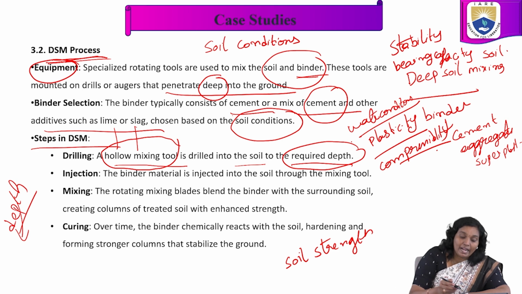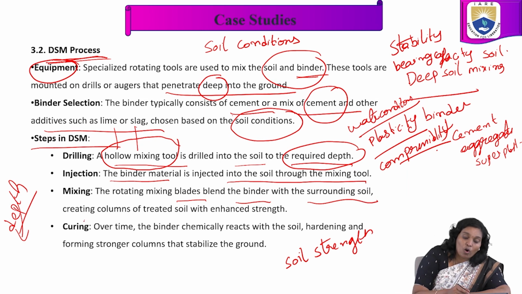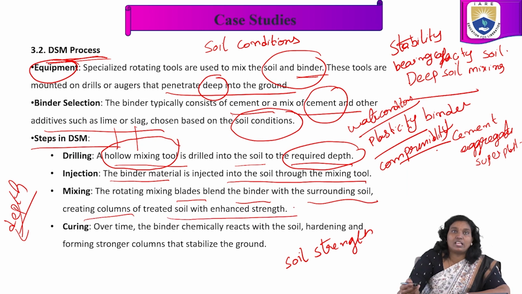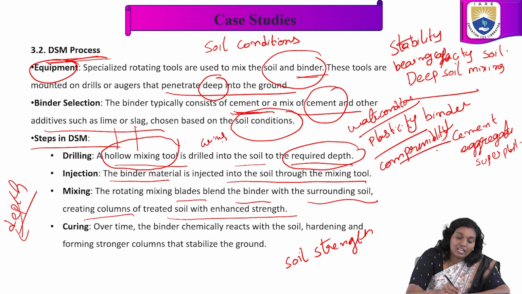And injection: the binder material is injected into the soil through the mixing tool. So in this we choose this mixing. The rotating mixing blades blend the binder with the surrounding soil, creating columns of treated soil with enhanced strength. So once the mixing is done with these blades, it blends with the surrounding soil and creates columns of treated soil with enhanced strength. Also cement and other additives require some curing time, so that is also part of deep soil mixing.